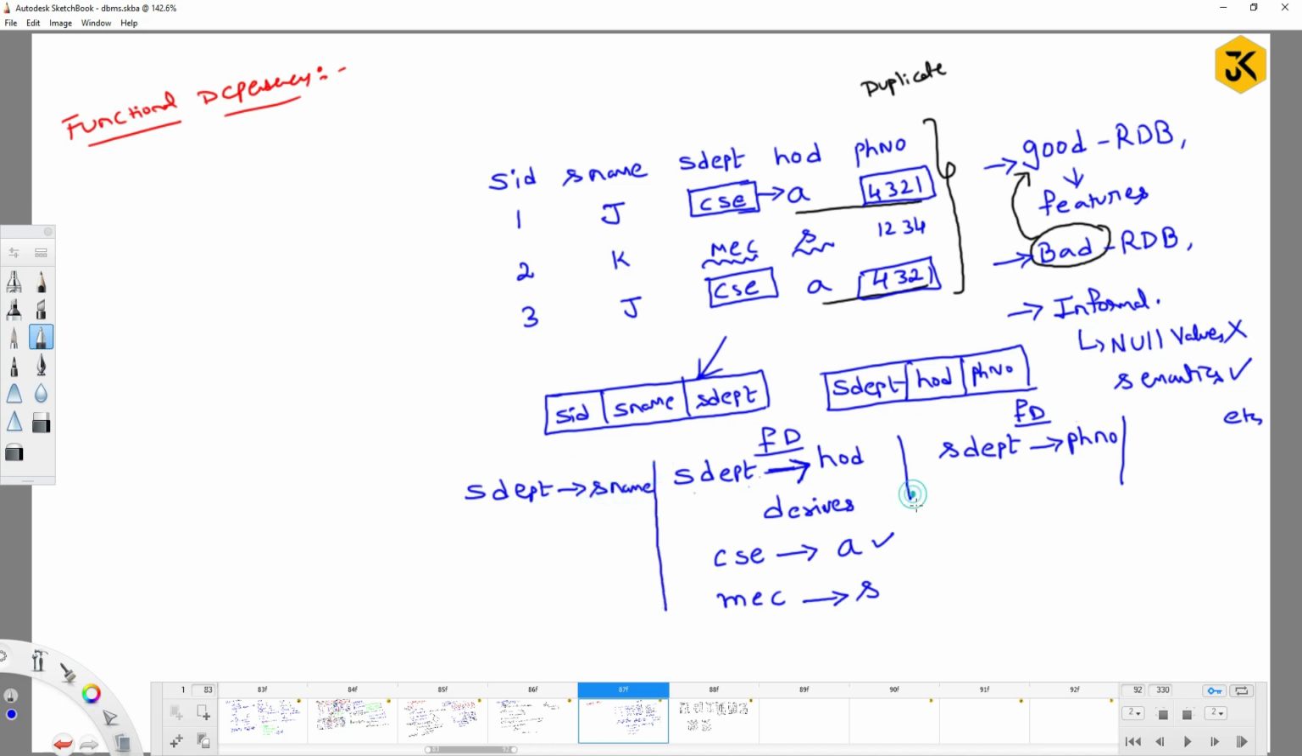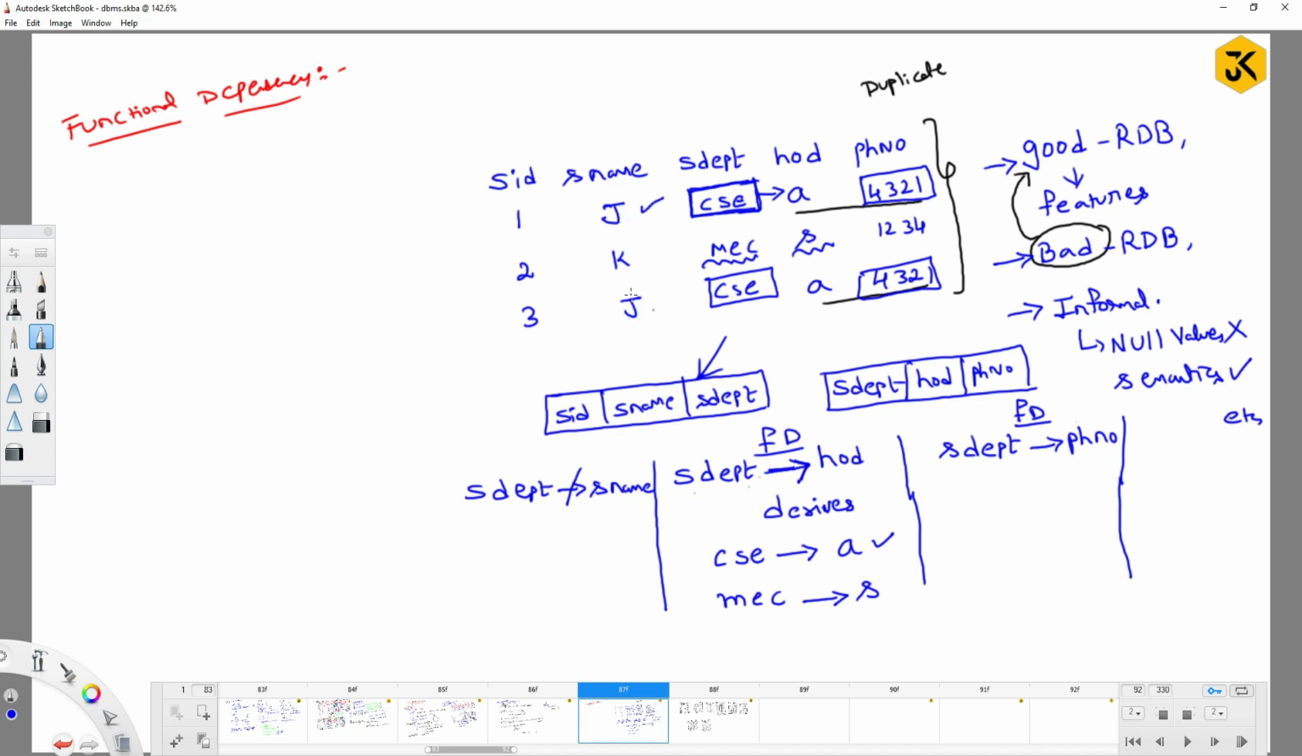Is it the correct one? No, it is not correct. What is the reason it is not correct? If I am going to take student department CSC, it is going to derive many names, right? It is going to derive one J here and here also.